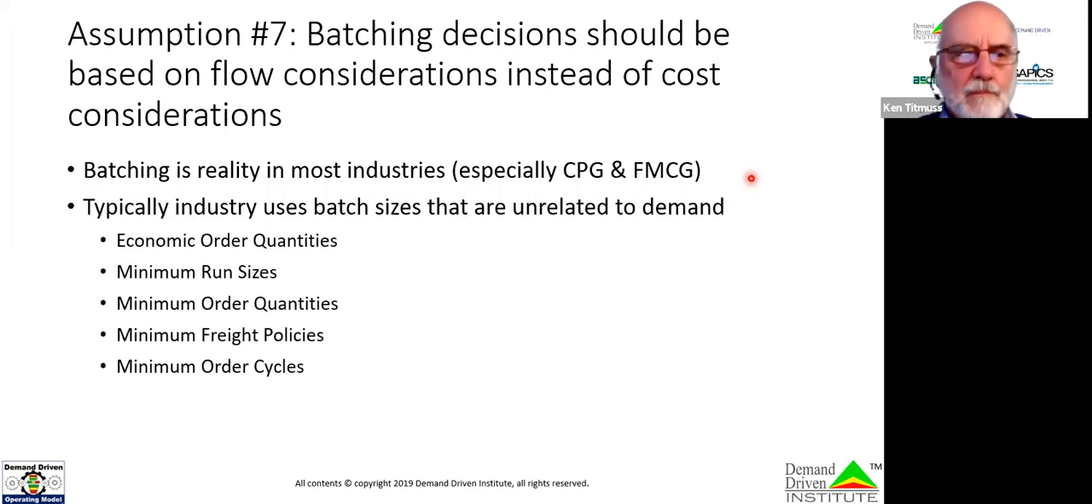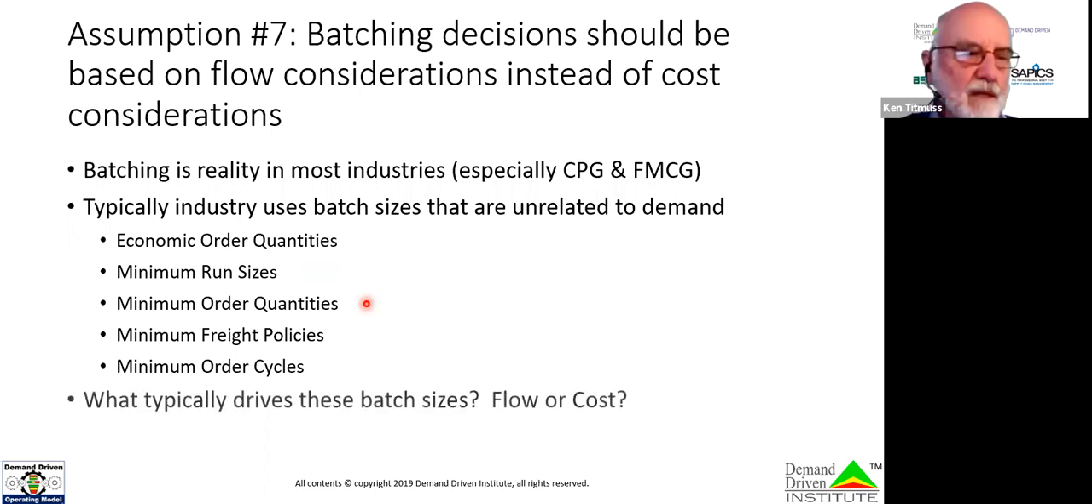But how do we determine what those batches are? Quite often we use economical order quantities, or somebody's come up with a minimum run size or a minimum order quantity. Maybe we have minimum freight policies that we need to fill up a container, or we maybe have minimum order cycles when I want to make it once a week or once a month. Somebody's come up with these figures as a kind of thumbsuck. What typically drives these batches? Well, not often I find it's flow, it's more about cost.